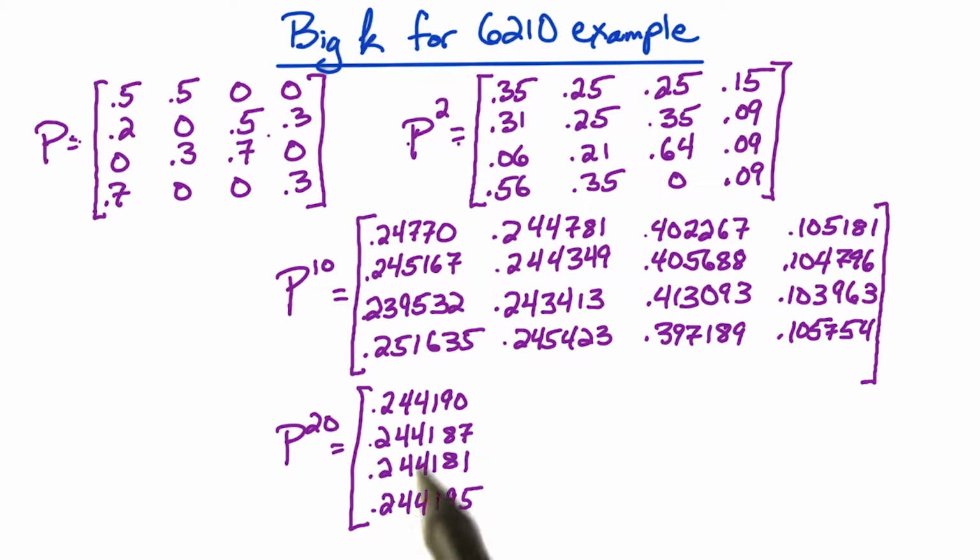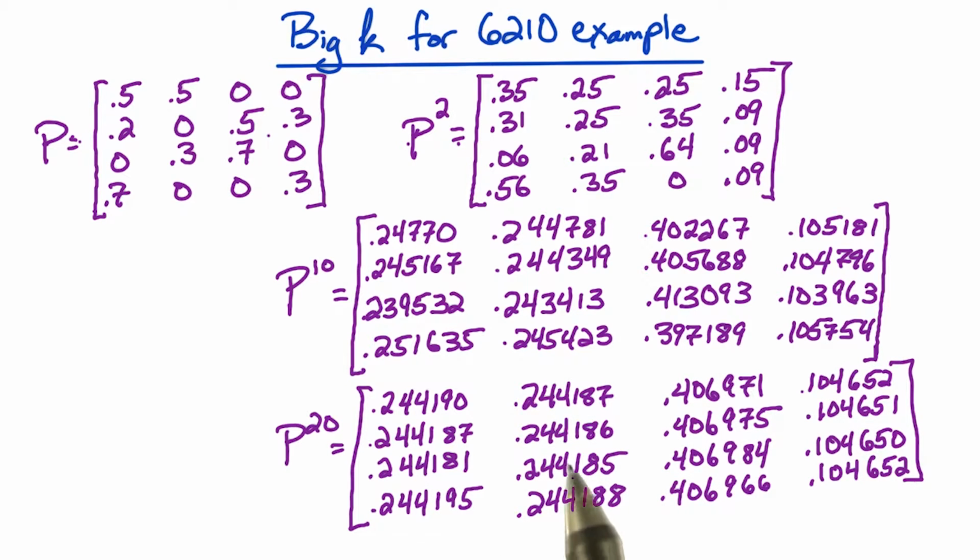While looking at the first column of P to the 20, we notice that it seems to be converging quite nicely. They all agree on the first 4 significant digits. If we look at the other columns, we see that those are converging quite nicely as well. So what's our conclusion? Our conclusion is that there seems to be a row vector, and all of the rows are converging to this row vector. Now let's look at this matrix, see what it means.